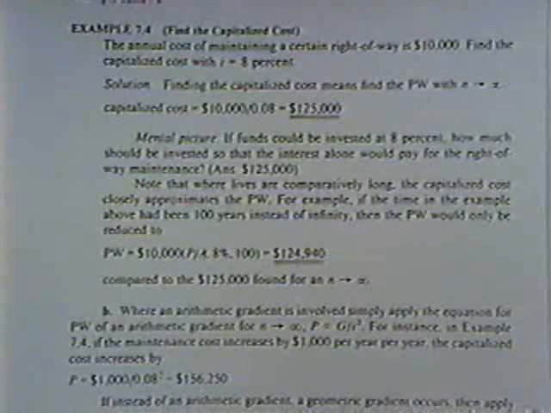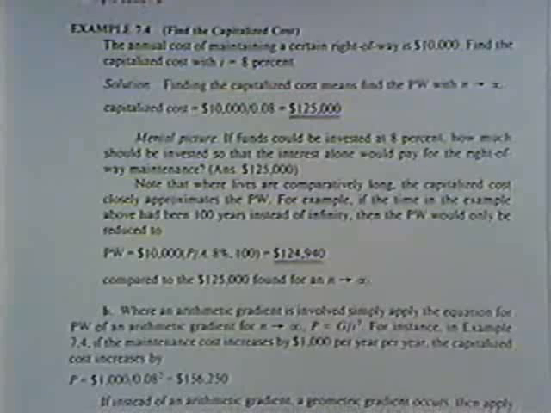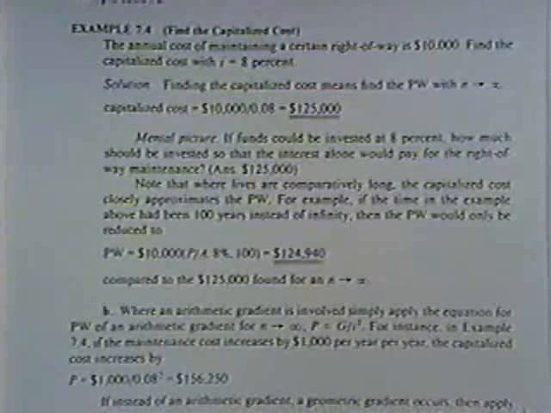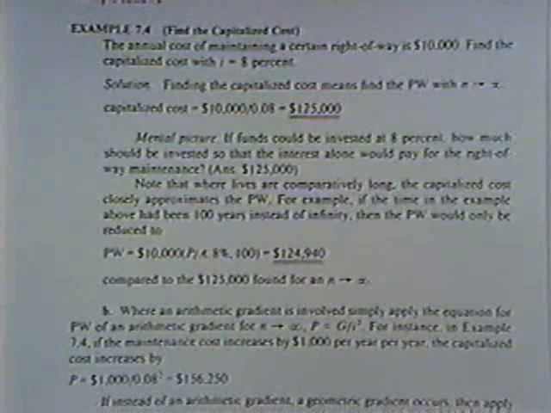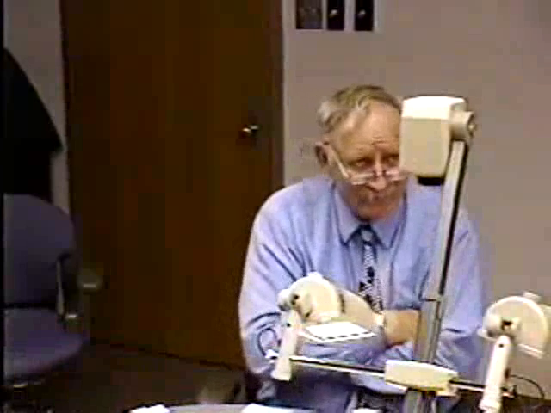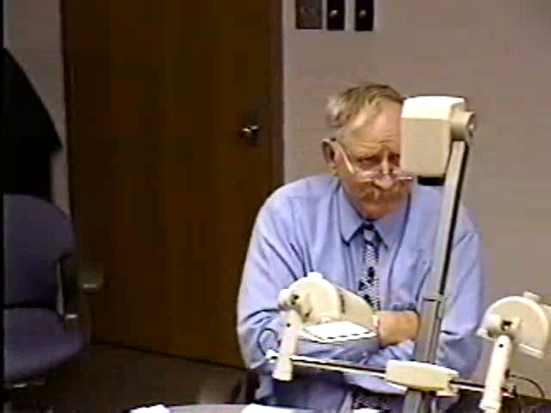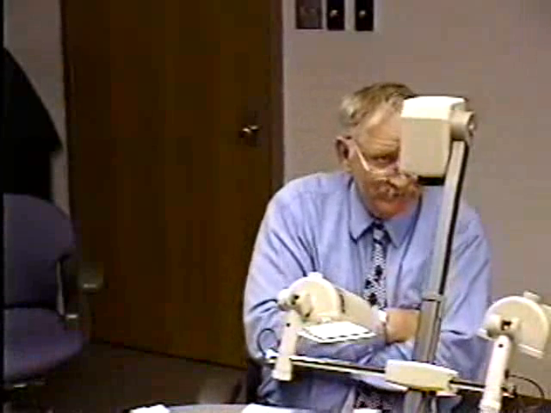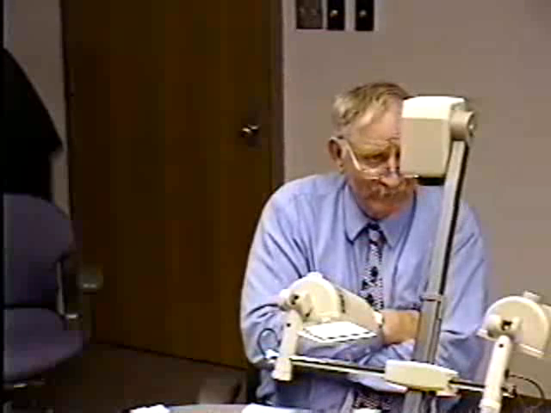If you look in the table, or if you plugged in an equation and put a large number above about 60 or 70 years, the factor would come out as 0.08. And so you just divide the annual cost by the interest, and what that would say is that if you put $125,000 in an account and it was drawing 8% interest every year, you would be able to make that $10,000 payment. And so they give you a mental picture there: funds could be invested at 8%. How much should be invested so that the interest alone would pay for the right-of-way maintenance? And the answer is $125,000.